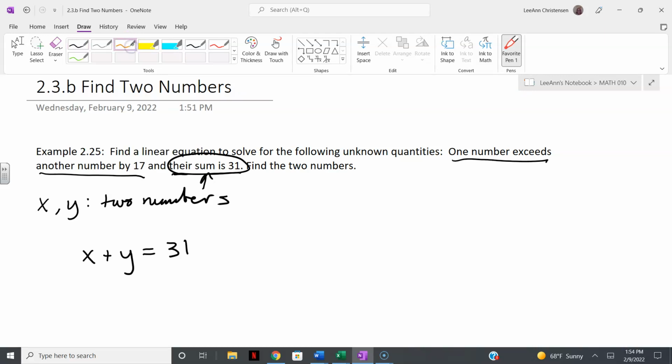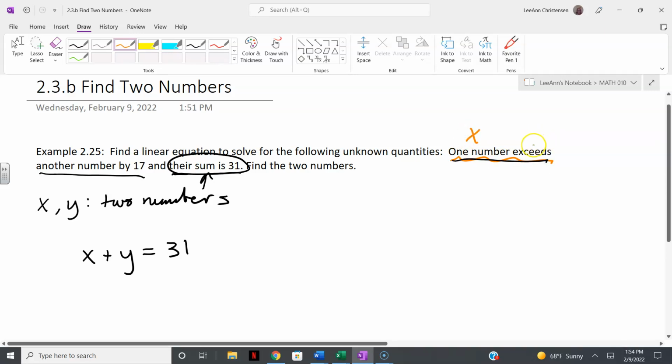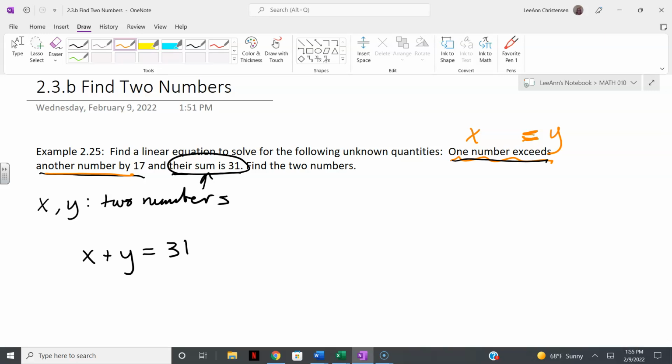The tricky part is going to be one number. Okay, let's say x exceeds. So let's say it's bigger than another number by 17. So let's say the other number is y. Now, this is kind of how I think about it. And I have to go slow. I can't just rush through this and throw stuff down. A lot of times students want to just throw some stuff on the paper and hope for the best. Nope, I'm going to take my time. One number is bigger than another number by 17.